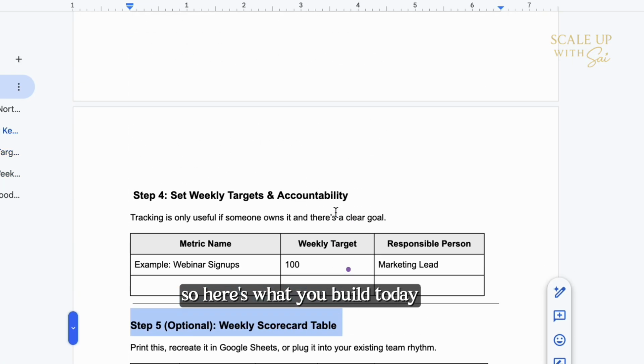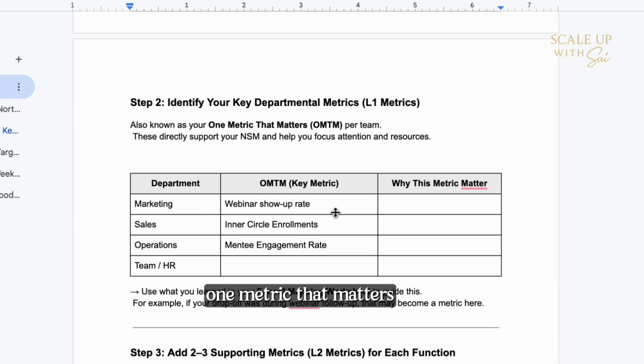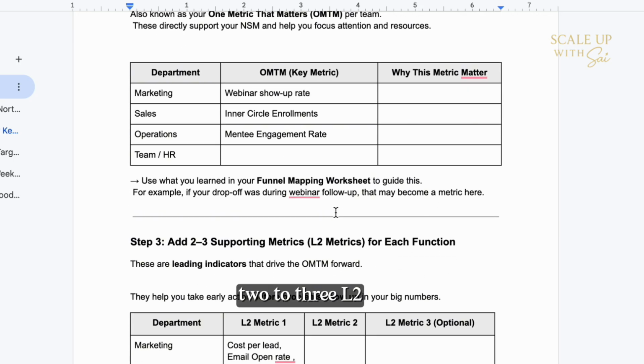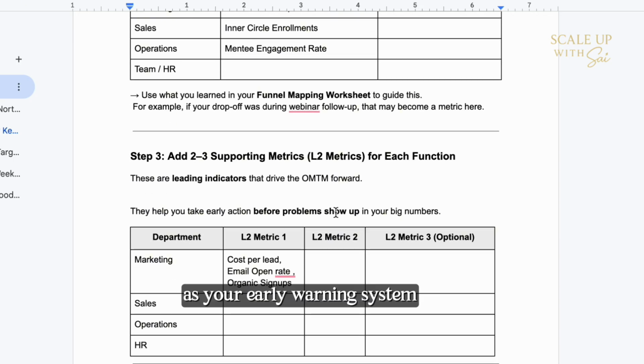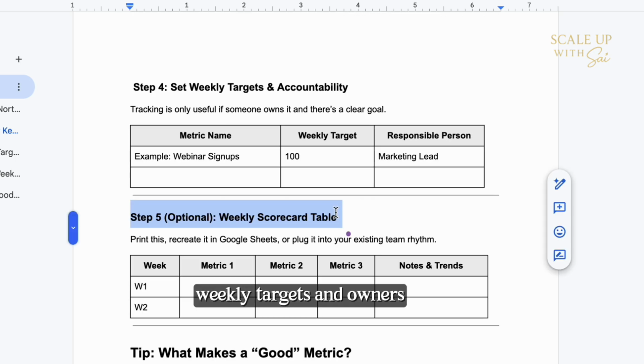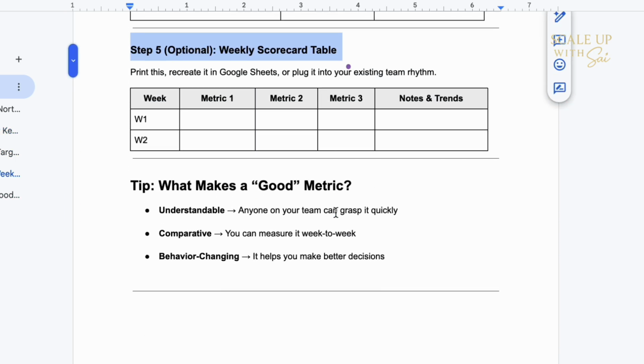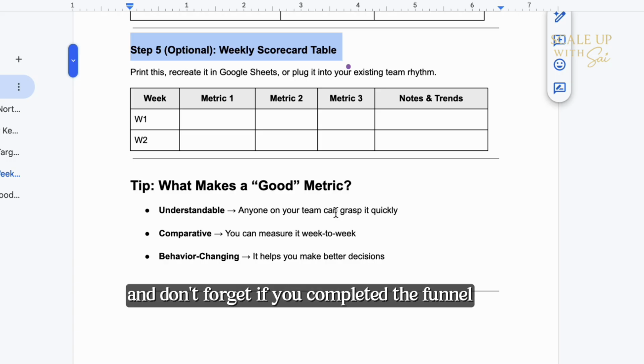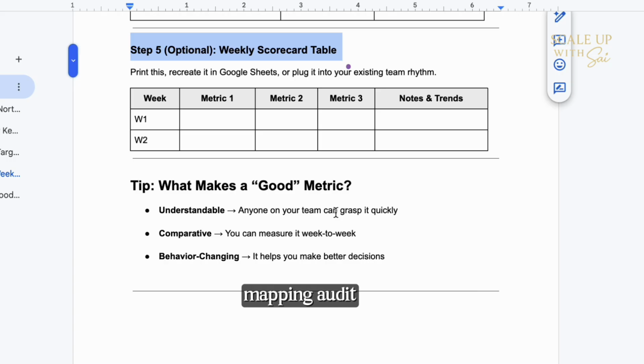So here's what you built today. Your North Star metric, one metric that matters per team, 2 to 3 L2 metrics as your early warning system, weekly targets and owners for clarity and accountability, and a weekly scorecard to keep everyone aligned. And don't forget, if you completed the funnel mapping audit from day 3, this KPI system fits right on top of that, making metrics driven by real funnel gaps.